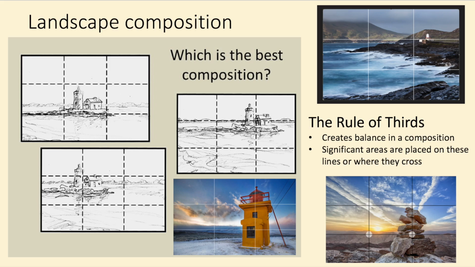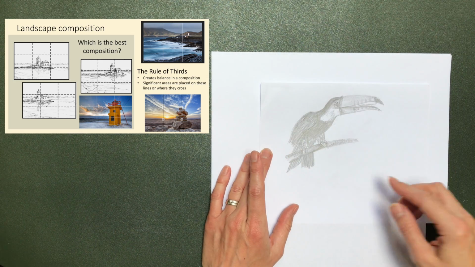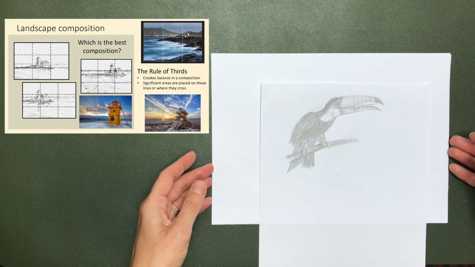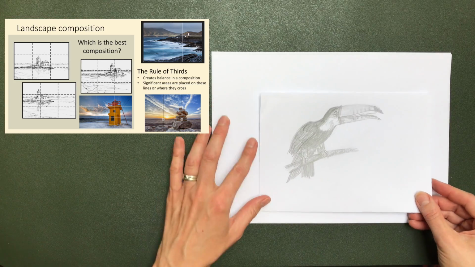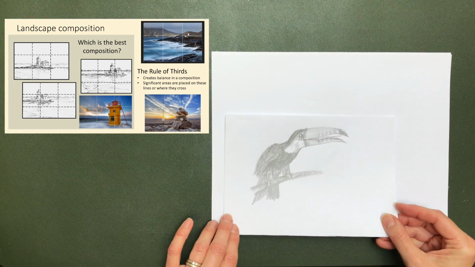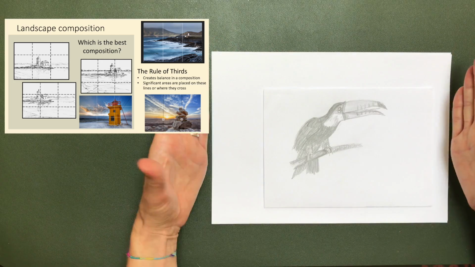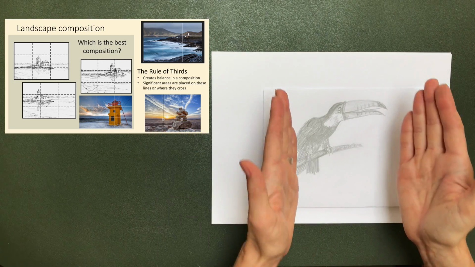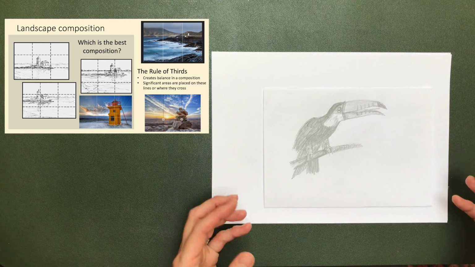harmony in your picture. So for example, if I use this picture that I drew and I'm placing this toucan on my landscape, I would then want to decide where is the best place to put him. And I could put him right in the middle. It's kind of obvious, like, slap bang in the middle, there's my toucan. And you can do that, there's no hard rule in art to say you can't do this.